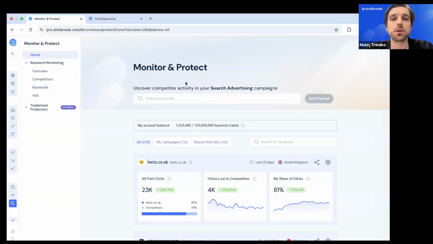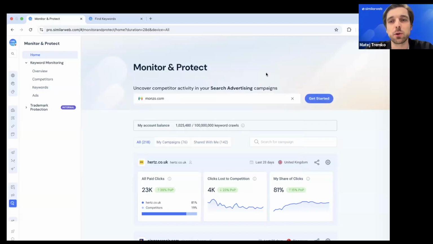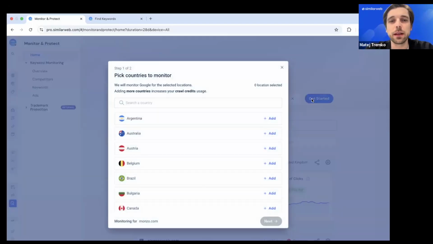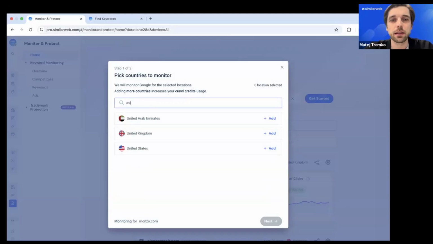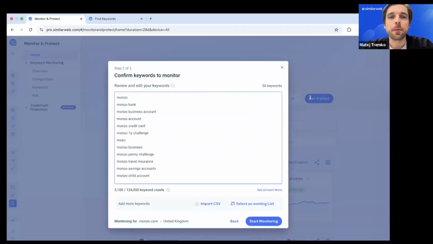So now if I'm Monzo, I would come here and I would start monitoring my own domain to understand who else is bidding on my domain. So I'll start with entering my domain, which is monzo.com. Click Get Started. Select UK as the market that I want to focus on for this example. And now in this step, I will get a pre-filled recommendation of branded keywords for which we know that Monzo is receiving paid traffic on Google.